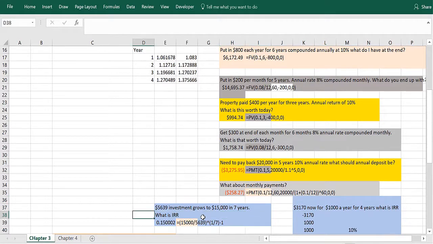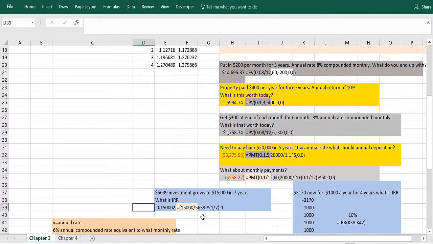Okay, you have a $5,639 investment that grows to $15,000 in 7 years. What's the IRR, total rate of return? Well, you take what you end up with divided by what you started with. At 7 years, you take it to the 1/7 power and subtract 1. That's a simple way to get IRR. Or you could use the IRR function, but you don't need it there.